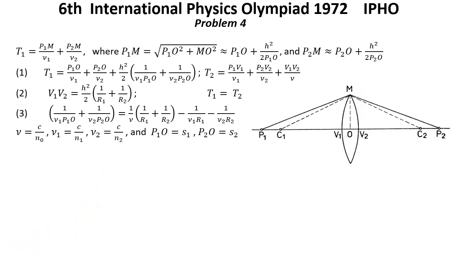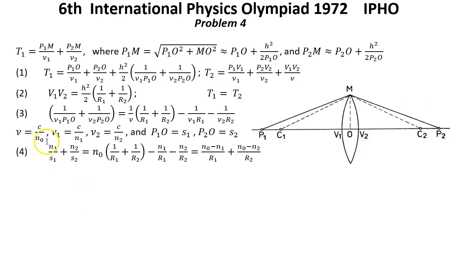Now because nu equals c over n0, nu1 equals c over n1, and nu2 equals c over n2, and also we have P1O equal s1 and P2O equal s2, instead of equation number 3, we have equation number 4. If the point P1 is at infinity, s becomes the focal distance, and the same for P2.